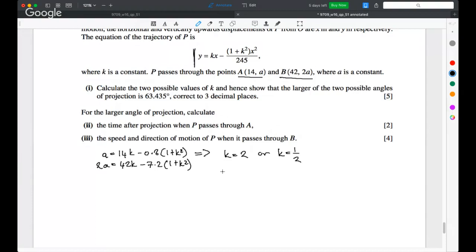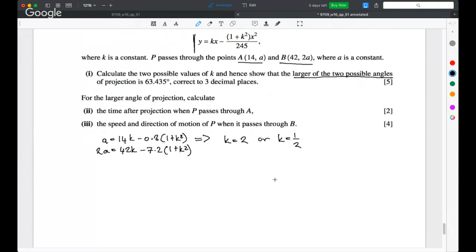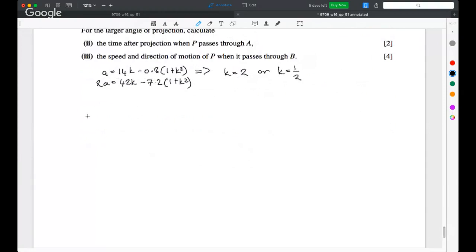So now they're asking us about the larger of the 2 possible angles. How do we know which value of k is associated with the larger angle? Well, what is the angle of projection? This is a curve, it's not a straight line, so it doesn't have the same angle at all times. Of course, that angle changes. But let's consider a curve.